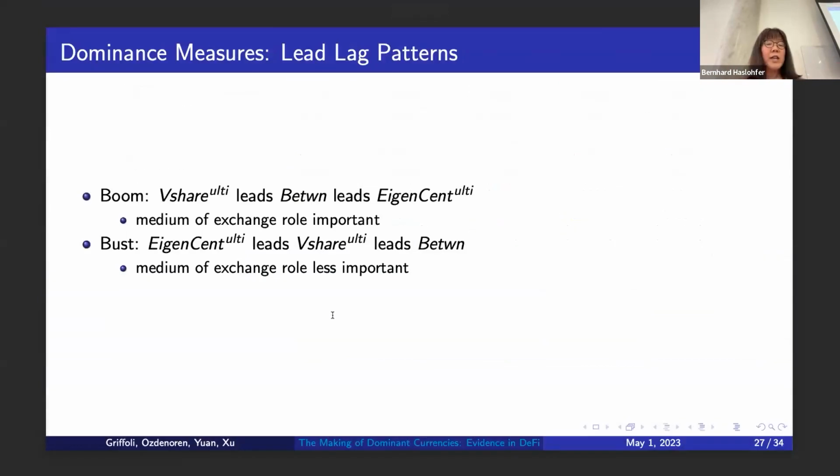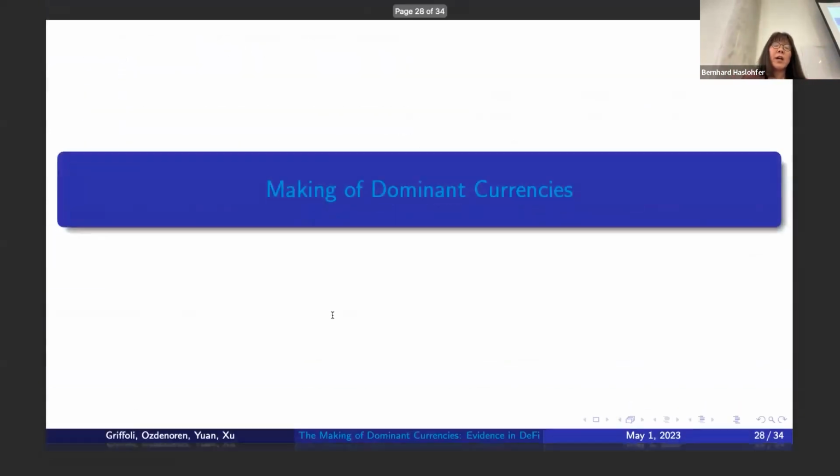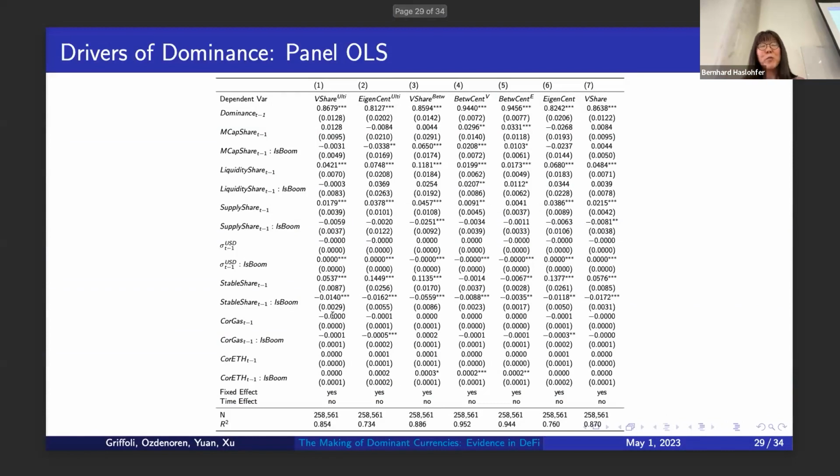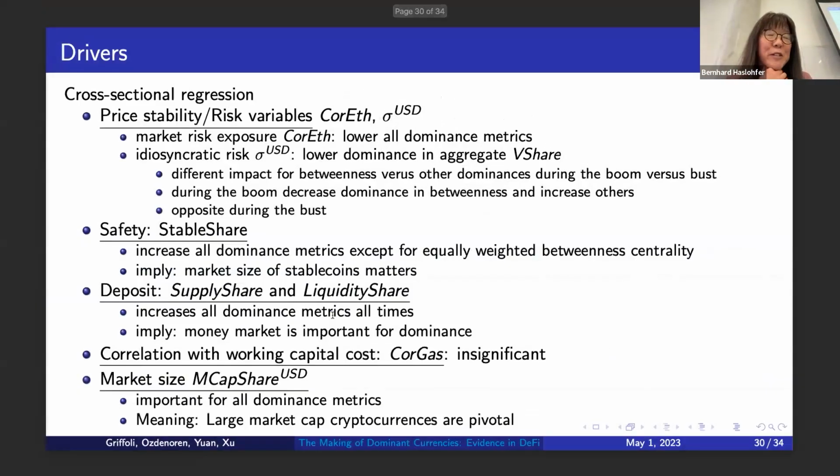We also did analysis to see which role is important during the boom and during the bust by conducting lead-lag analysis. Basic conclusion is the medium of exchange role is very important during the boom. During the bust it is less important. We also look at what are the drivers for dominant currency. There are a lot of numbers here. I won't go over them, so I'm just going to summarize for you.